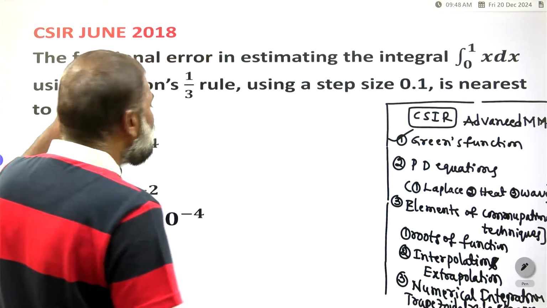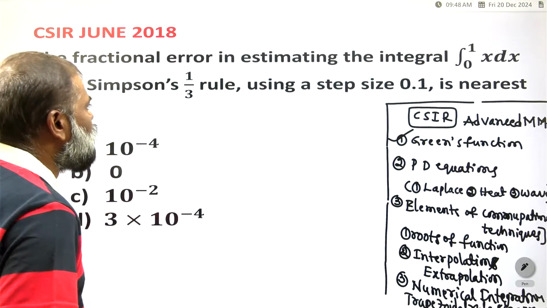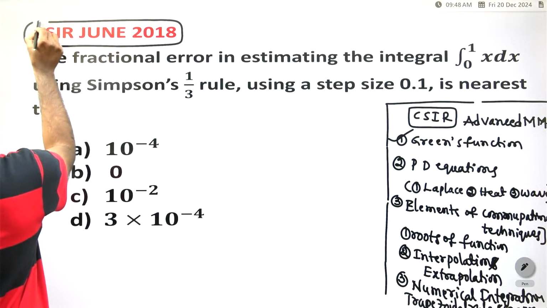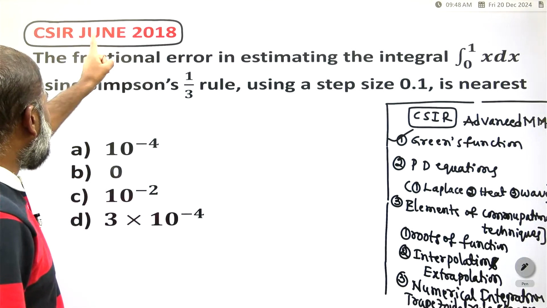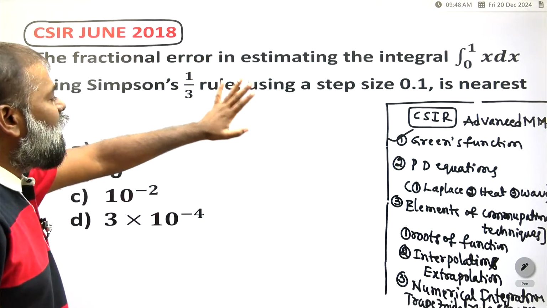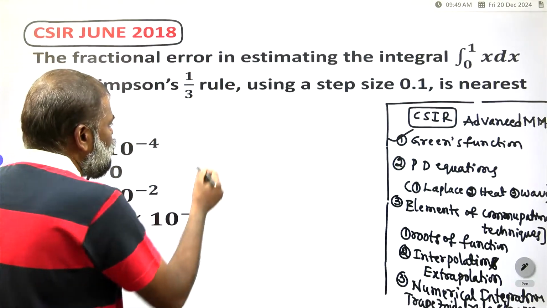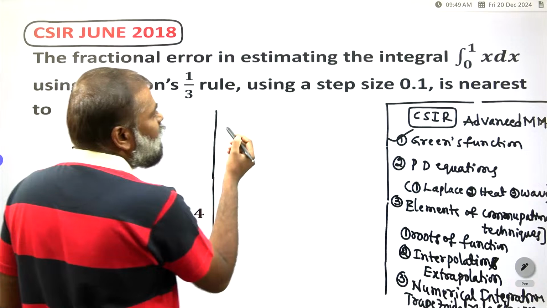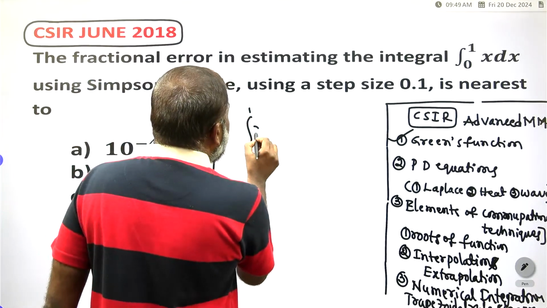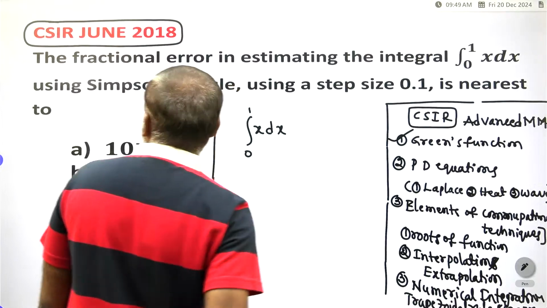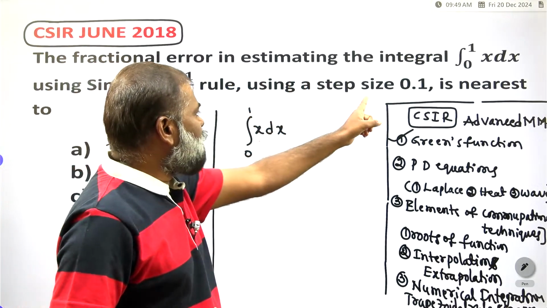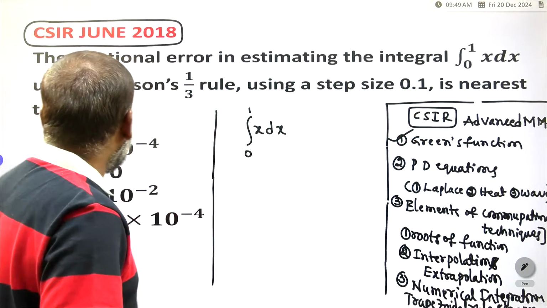Today we will discuss Simpson's rule. This question came in CSIR June 2018. The question asks for the fractional error in estimating the integral of x dx from 0 to 1 using Simpson's 1/3 rule with a step size of 0.1, and which value it is nearest to.